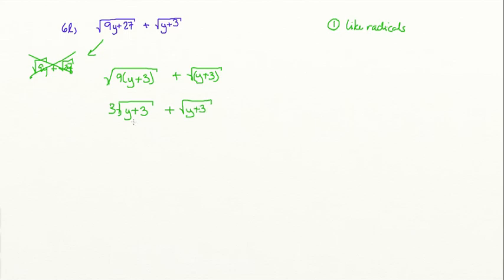Now we have the same thing under the same type of radical. So y plus 3, we can add them together. So our second step is to add, subtract. Our answer is going to have a square root y plus 3 in it. 3 plus 1 equals 4. So it's 4 square root y plus 3.